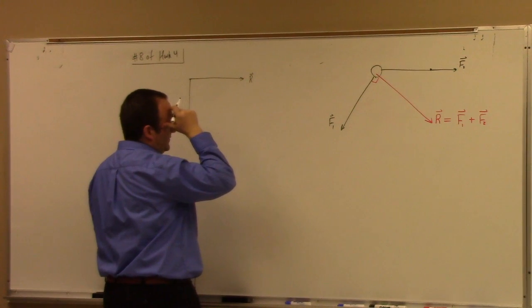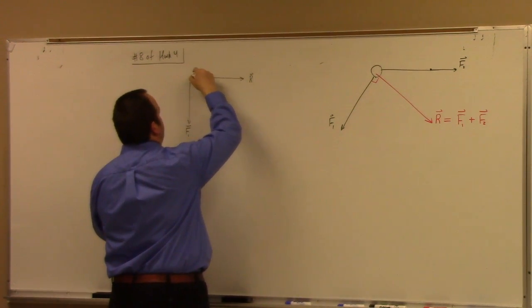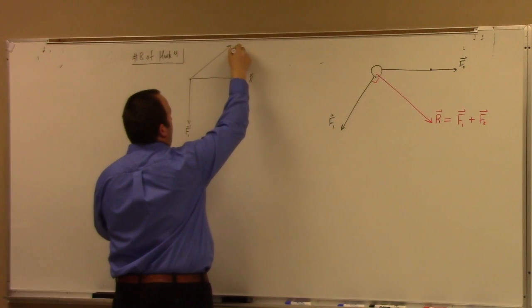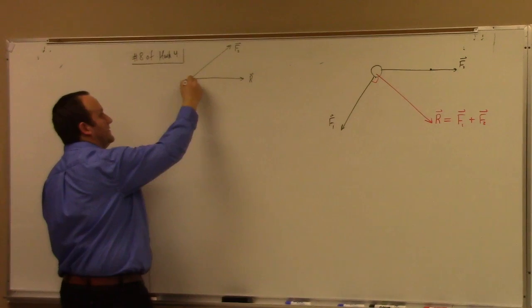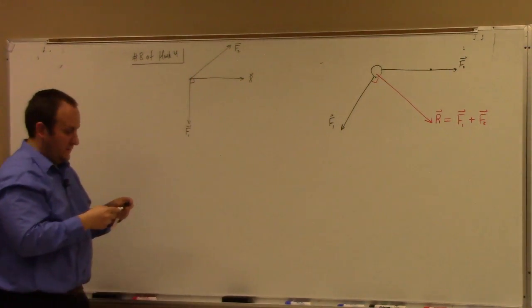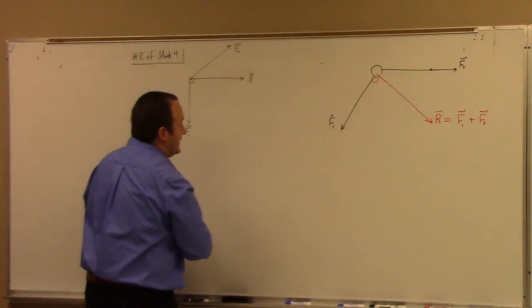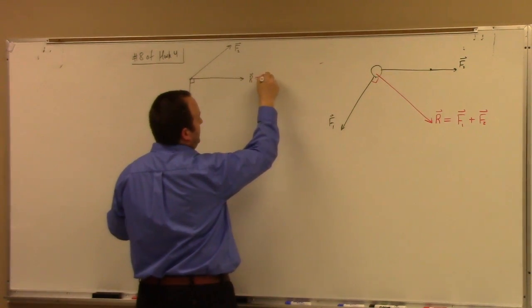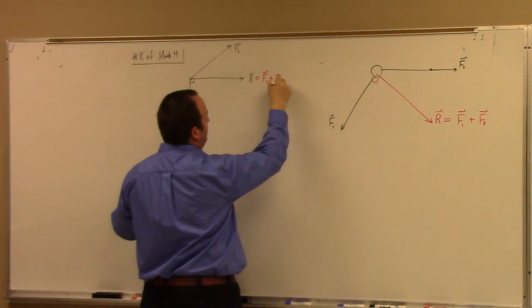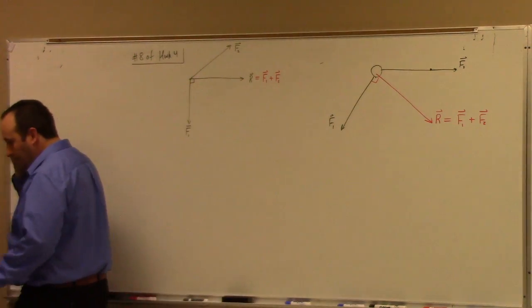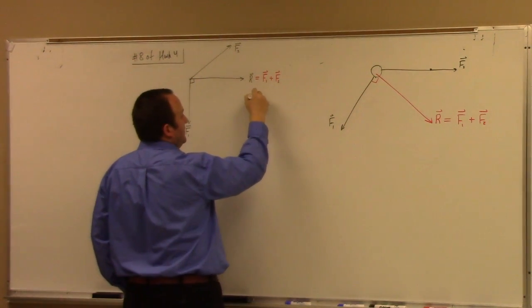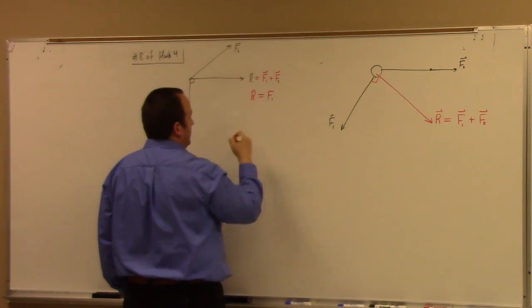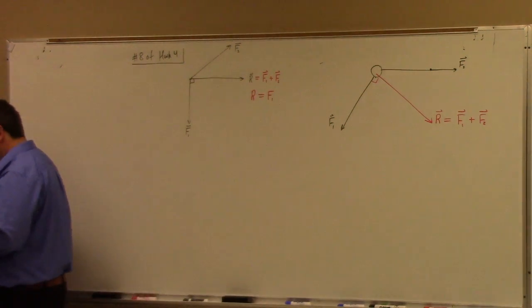Apparently F2's got to be up here somewhere. These are not to scale, okay? We're given that this is 90 degrees. And again, this is the resultant, R, which is F1 plus F2. Now, what else am I given in this problem? We're also given that the magnitude of R is equal to F1. That's also given. What else?